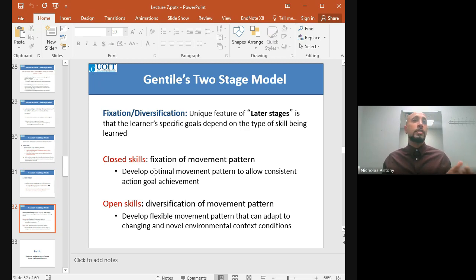Bowling and darts are closed motor skills. Nothing is moving initially, right? So it's always the same as you start off. So what they do is they fixate their movement patterns. They make sure that it's exactly the same every single time.